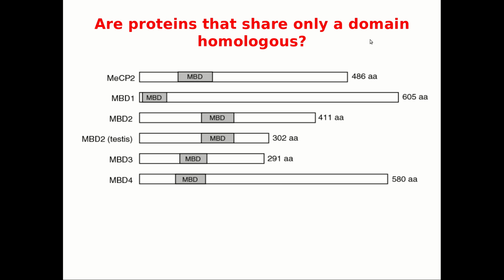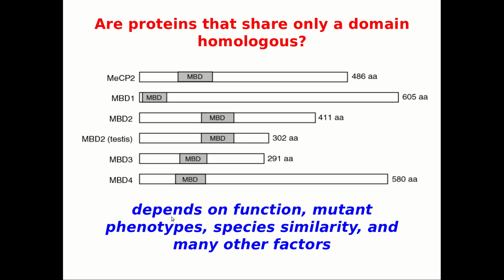Are proteins that share only a domain homologous? Well, yes, to some extent. It's a relative question, and yes, that's what they say here. Depends on the function, the mutant phenotype. So there are a lot of factors, but at least the regions are homologous. So the MBD domain or motif is located in each of these, and it provides at least a similar function, and so we would call at least this region homologous.